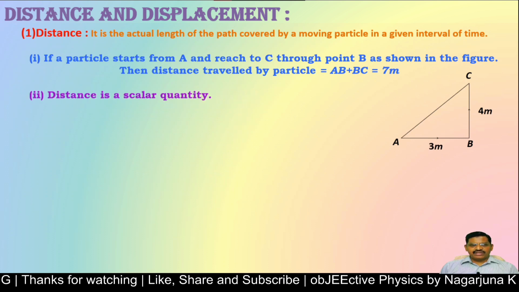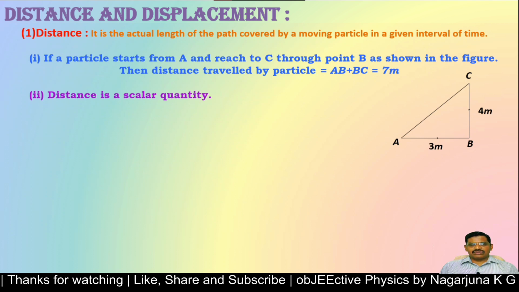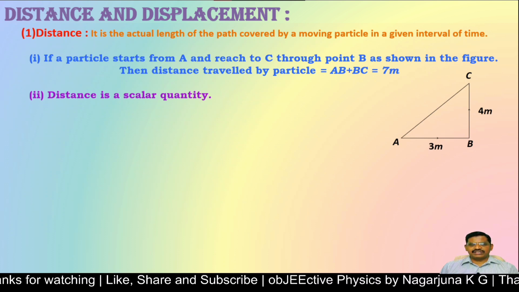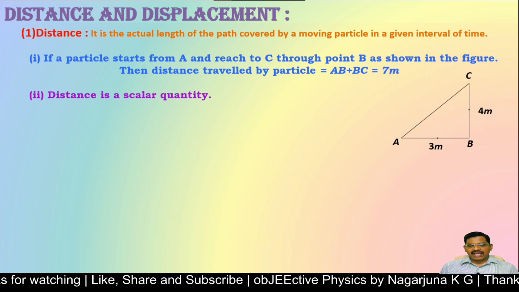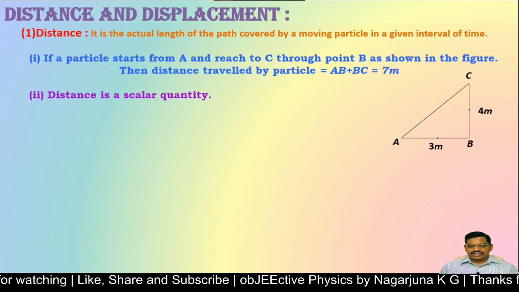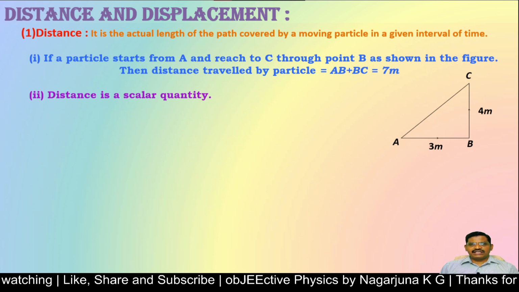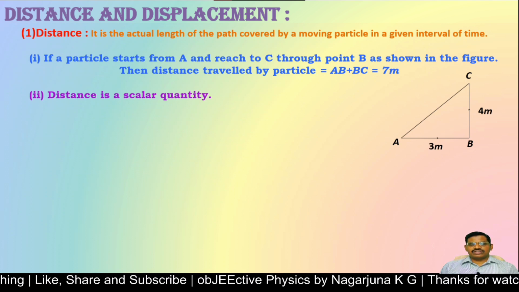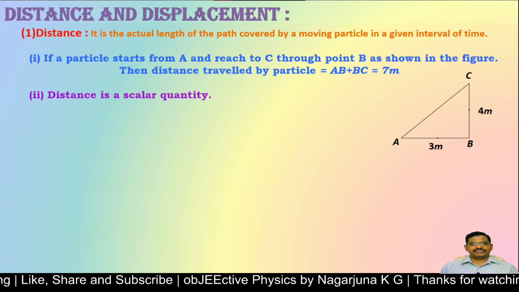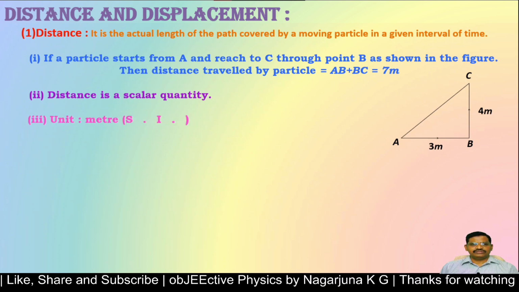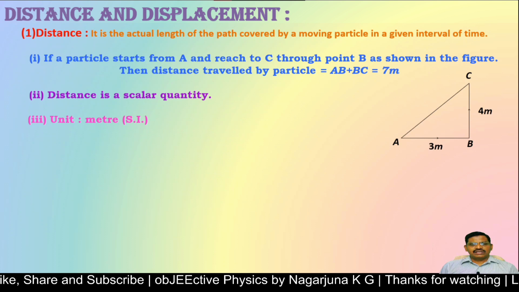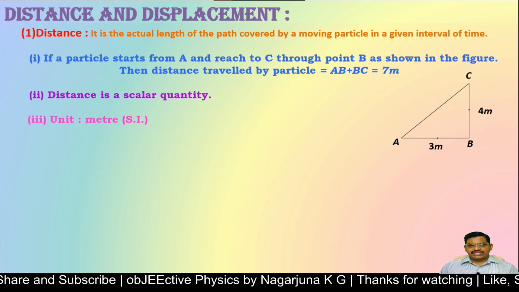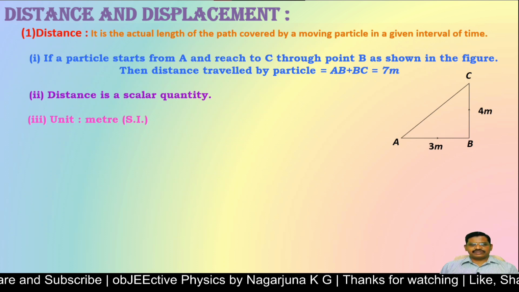Second point, distance is a scalar quantity. It has no direction. Distance has only magnitude. A scalar is nothing but a physical quantity which has only magnitude but no specific direction. Third point, the unit of distance in the SI system is meter.